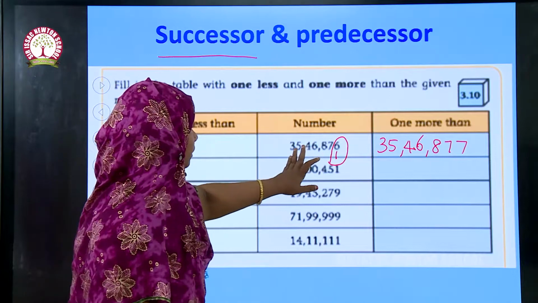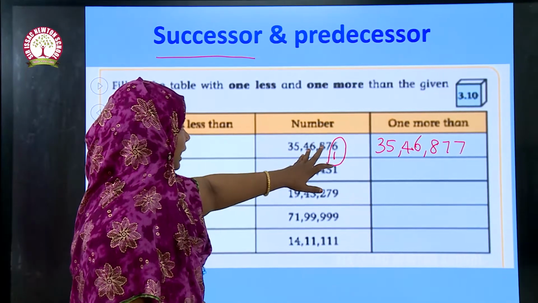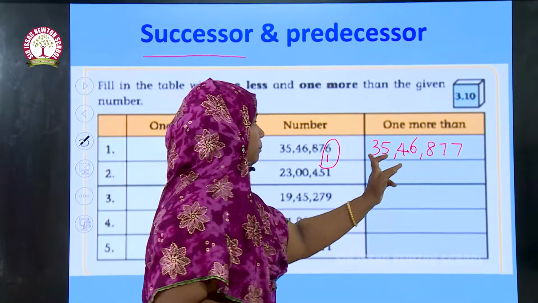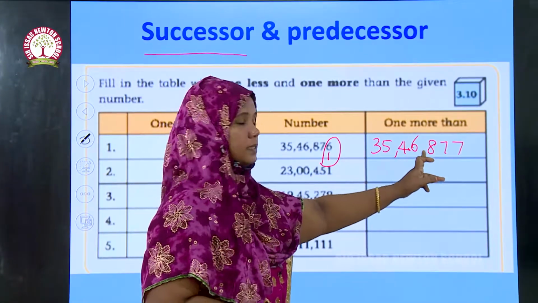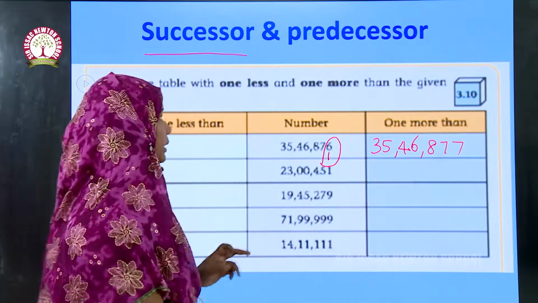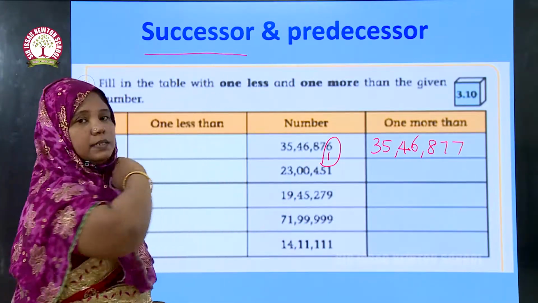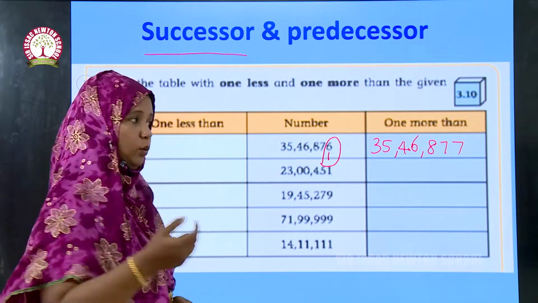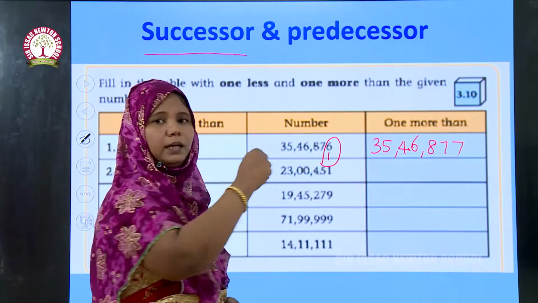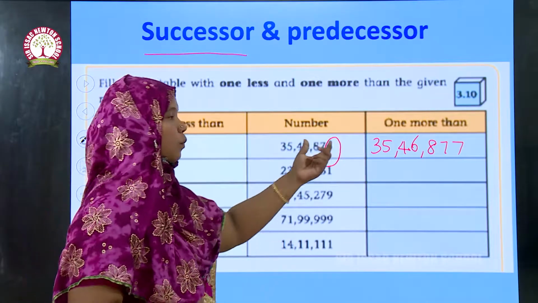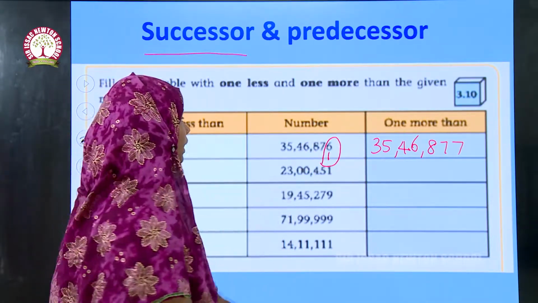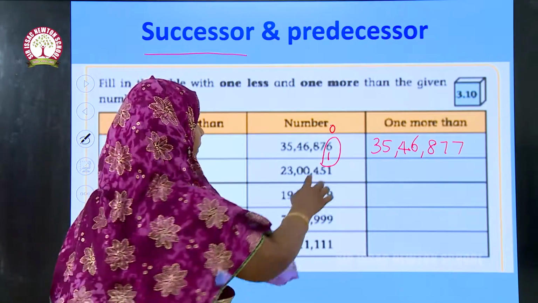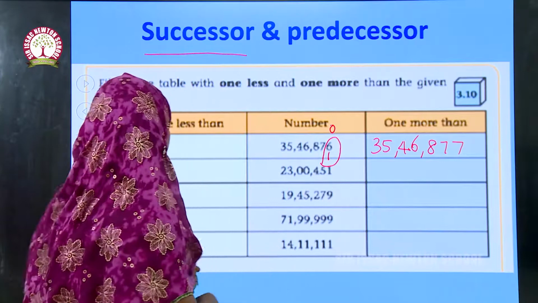After 35 lakhs 46,876, the next value will be 35 lakhs 46,877. Can you all understand what is a successor? The after value. How to find the after value? I have to add 1 to the units digit, or the ones digit, which is the first digit.